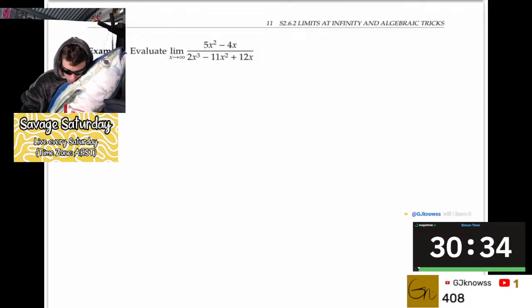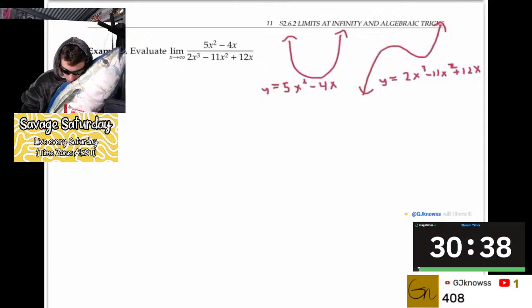The graph of the numerator looks like a parabola pointing upwards, and the graph of the denominator looks like some kind of cubic, so something like this. For both of these graphs, as x goes to infinity, y also goes to infinity. So this is an infinity over infinity indeterminate form. And just like the 0 over 0 indeterminate forms we saw earlier, an infinity over infinity indeterminate form could turn out to be absolutely anything.